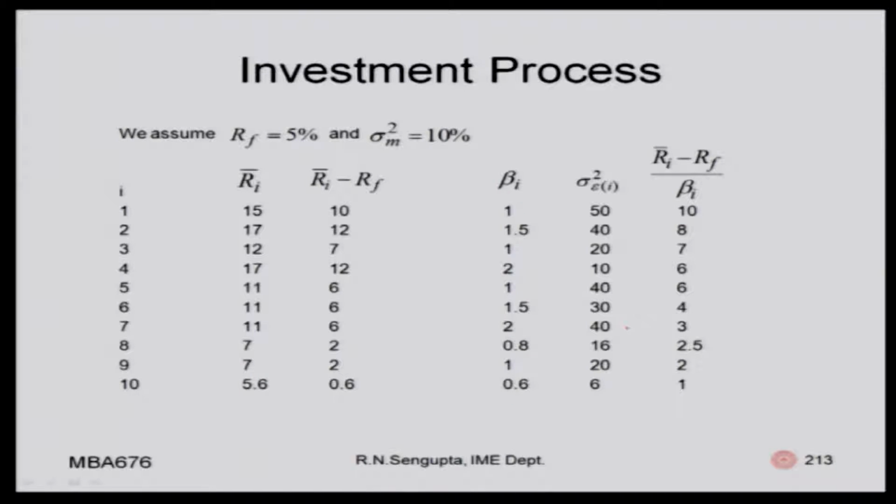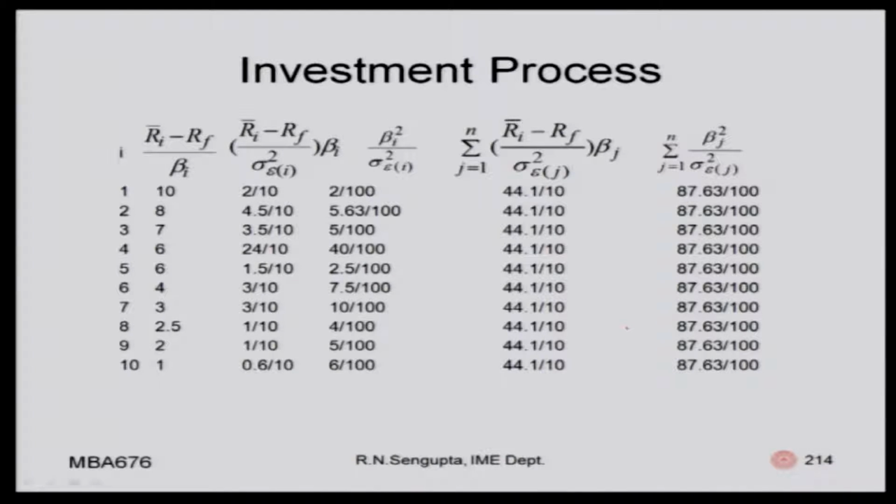So, again let us consider the problem. There are 10 stocks, Ri's are given, Ri minus Rf is also given in the third column, and the beta values are given. Sigma square epsilon is the white noise, and finally you have ranked them according to Ri minus Rf divided by beta, which is the excess return over the risk free interest rate divided by beta. So, once you have that, we follow the same procedure. Find the ratios of the excess return divided by the white noise multiplied by beta i for each and every stock. Find the ratios of beta i square divided by white noise, which is the variance, and then again start summing it up.